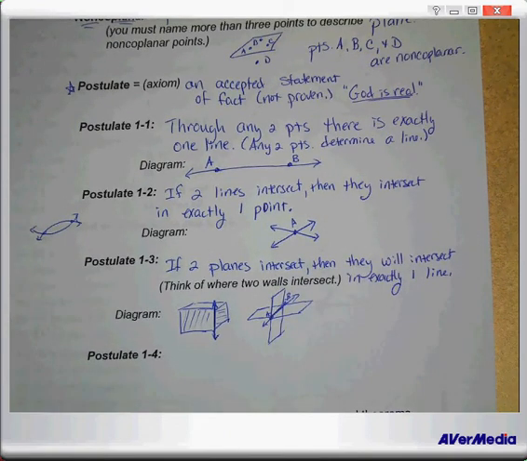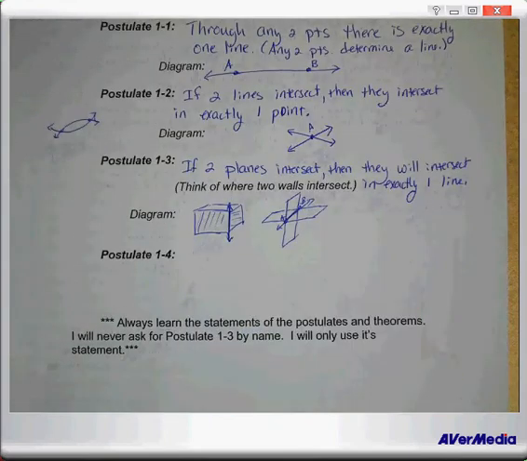Now this always happens. So when you hear, what's the intersection of two planes? If you don't write a line down, you're wrong, because the postulate says you have to get a line when two planes touch or intersect. All right, our last postulate is all about the planes, and it's actually probably the most useful postulate that we have.